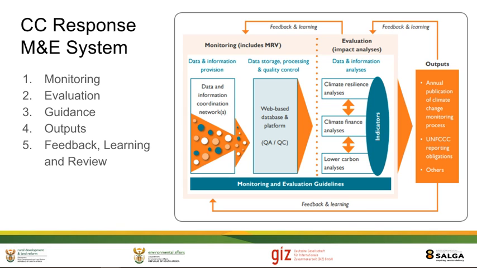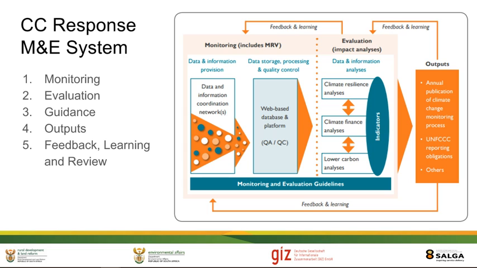The Climate Change M&E System can be broken up into the following 5 sections. Monitoring, which includes the identification of a data and information network to access information on climate change from different stakeholders, as well as the development of a web-based database to collect the information collected. The second section is evaluation, which involves analyzing the information collected through the use of indicators.